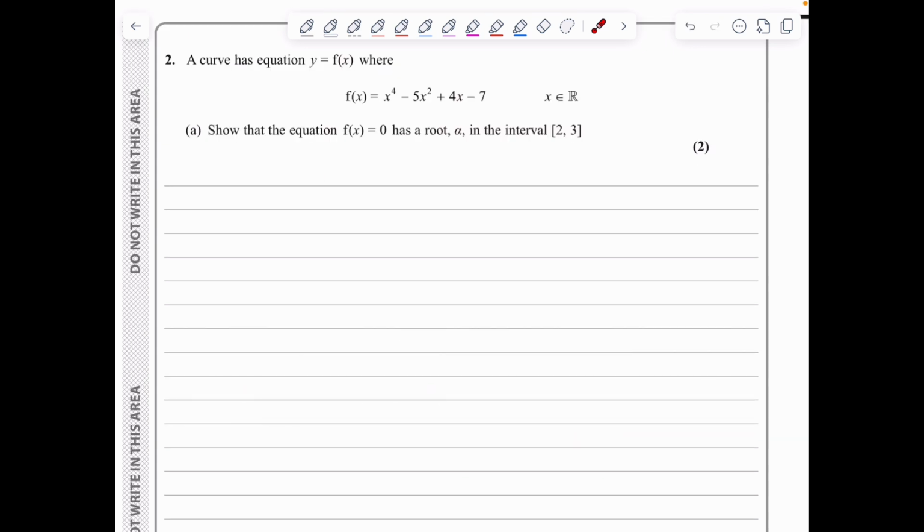In 2a, we've got the curve here defined to be x to the power of 4 minus 5x squared plus 4x minus 7, and we need to show that there is a root to f of x is 0 in the interval 2 to 3. So this is a classic question where we're looking for a change of sign.